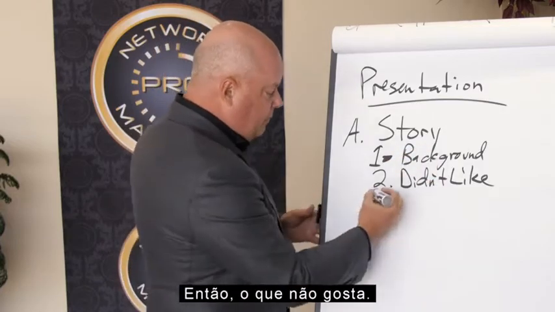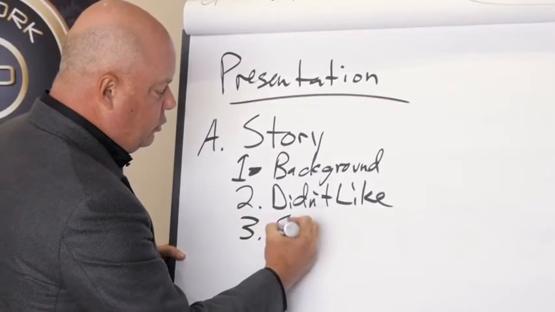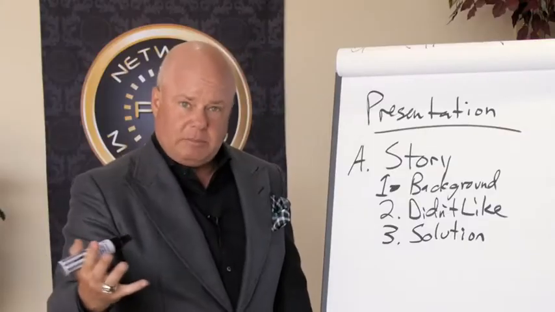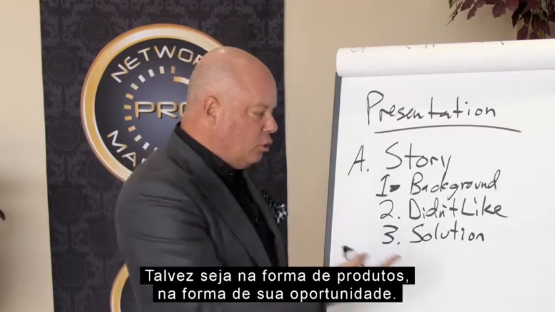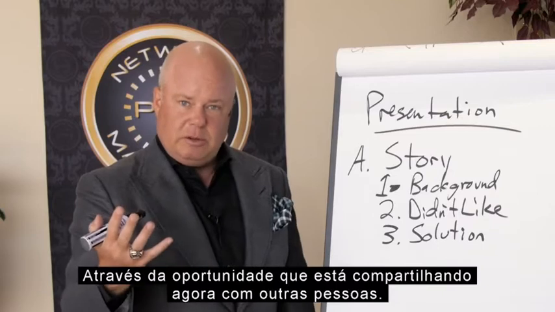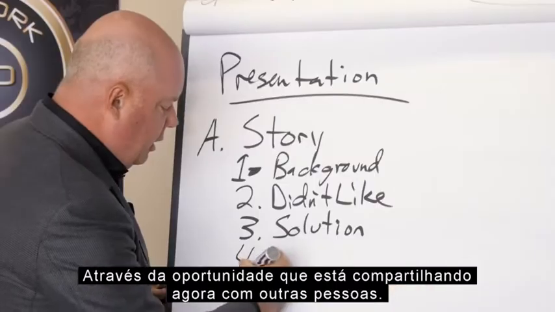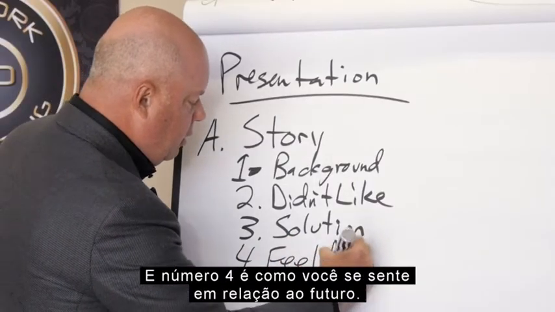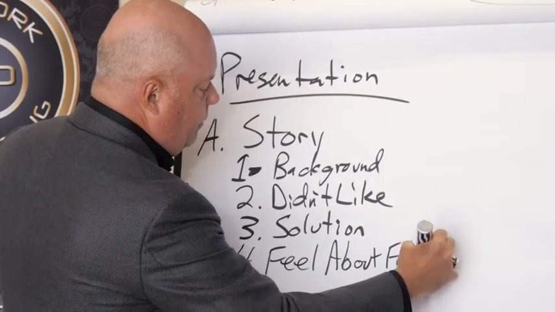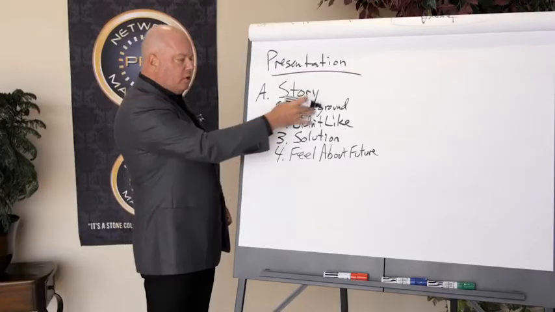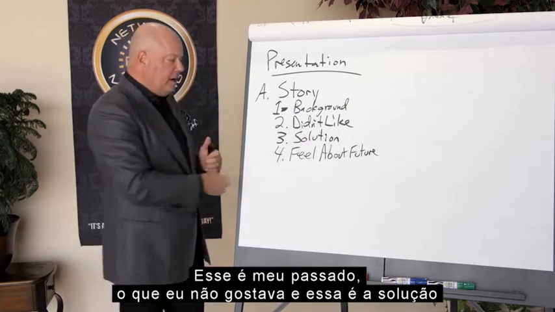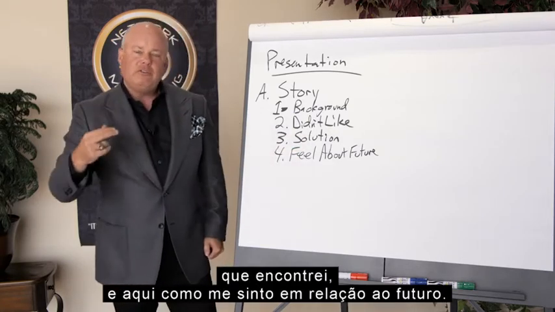And then 3, that you found a solution. Maybe it's in the form of the product, maybe it's in the form of your opportunity, but you found a solution to what you didn't like through the opportunity that you're sitting down and sharing with another person. And number 4 is how you feel about the future. Here's my background. Here's what I didn't like. Here's the solution that I found, and here's how I feel about the future.